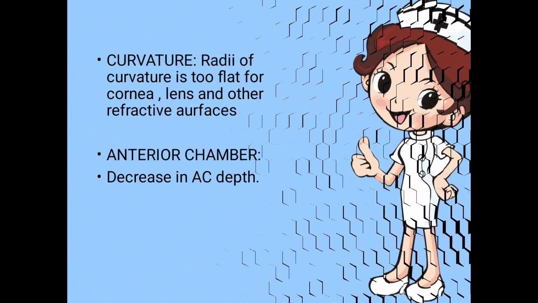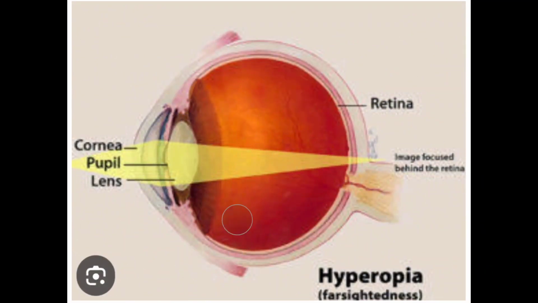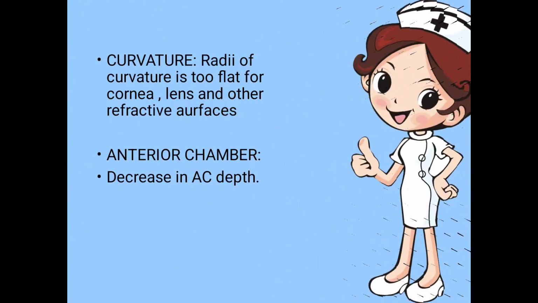Next one is curvature. The radii of curvature is too flat for the cornea, lens and other refractive surfaces. So you can see that this one is the cornea, and the cornea becomes too flat. Due to the flattening of the cornea, the person becomes hyperopic, and due to the flattening of the retina, because the axial length is small, the person becomes hyperopic. This is the effect of curvature.